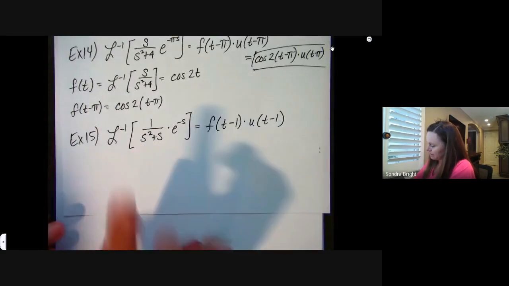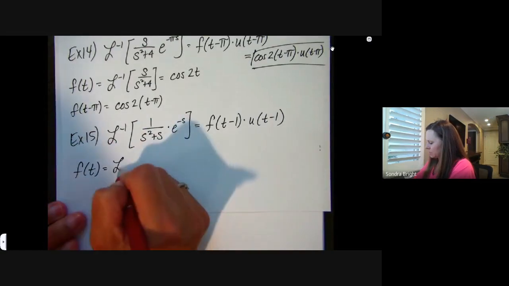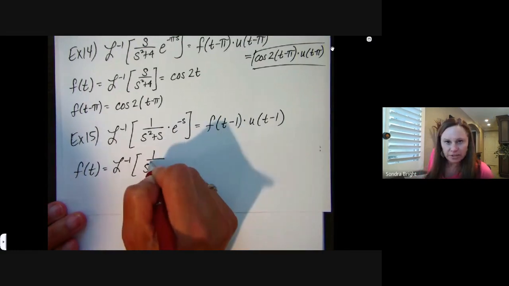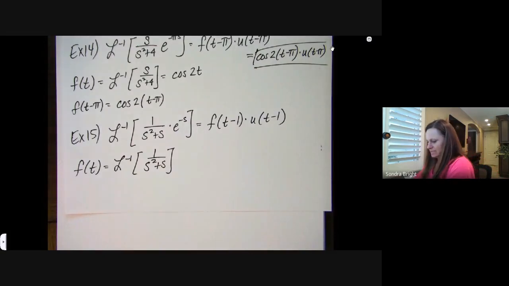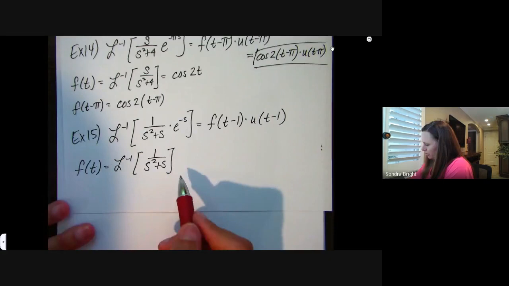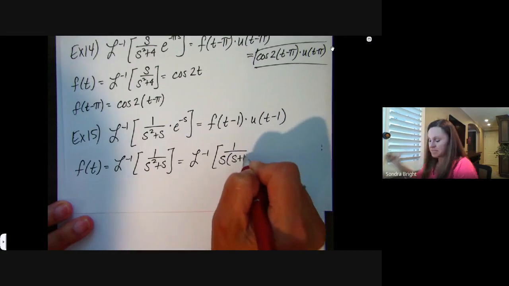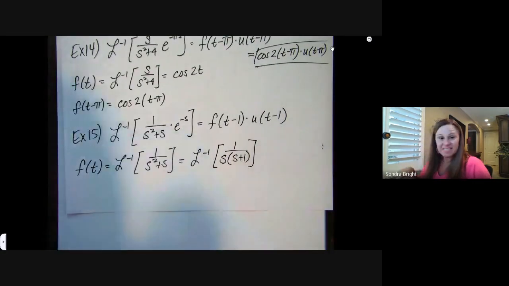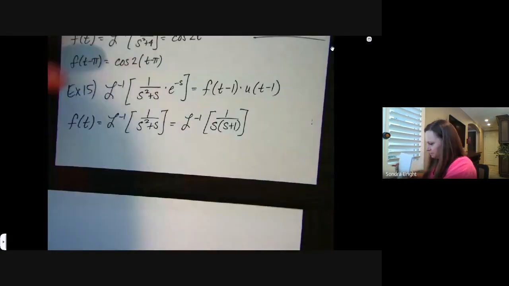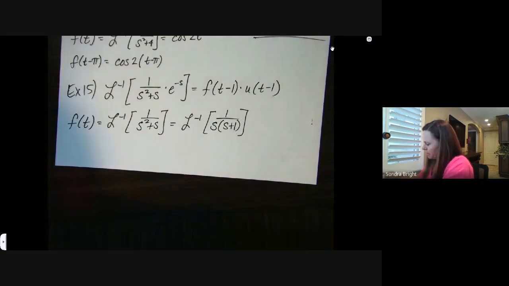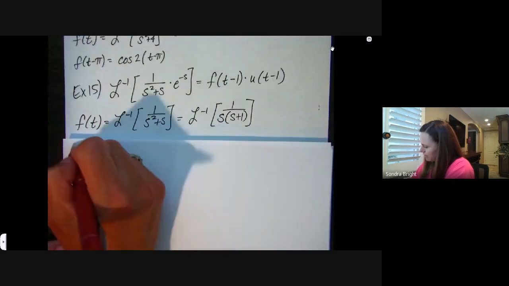So little f of t will be the inverse Laplace transform of 1 over s squared plus s. You should look at that and go, what? None of them have the pattern of s squared plus s. But you can factor out an s, and you'll have s times s plus 1 down there, and that's still not a pattern. So what you have to do is partial fraction decomposition on 1 over s times s plus 1.